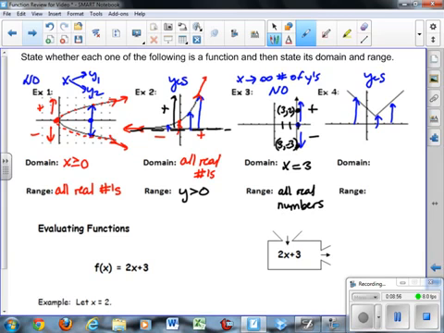You might want to pause the video now and see if you can write the domain and range for example 4 just to make sure you've gotten the concept. Okay, let's check this out.